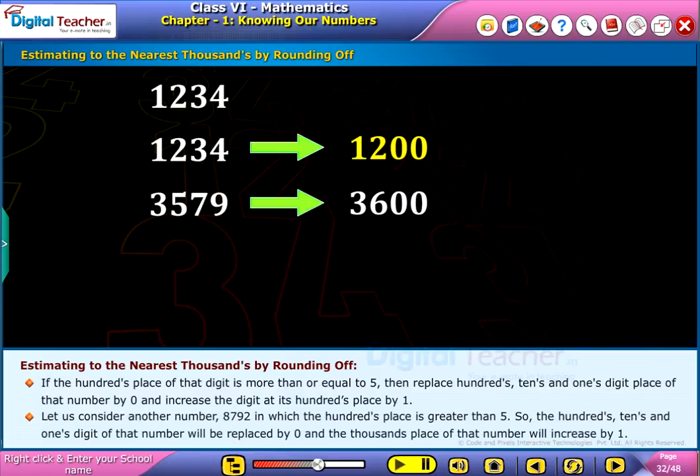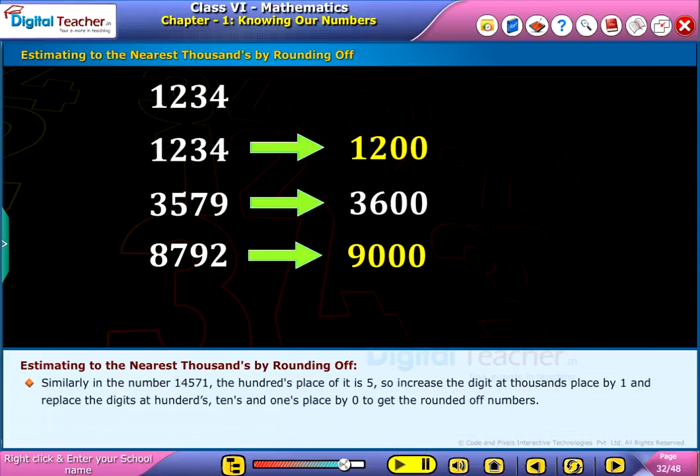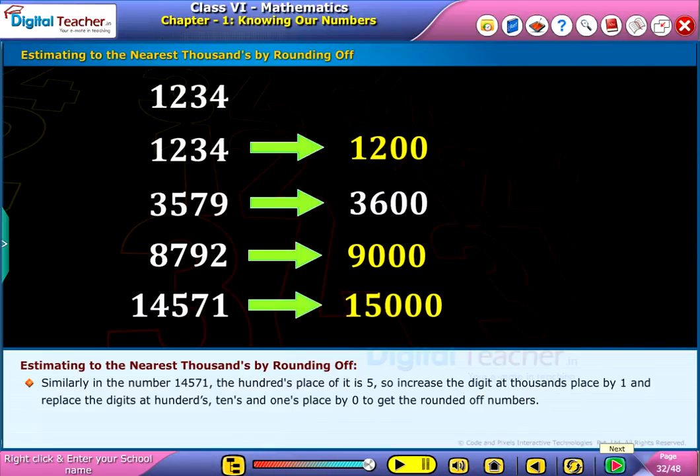Let us consider another number 8792 in which the hundreds place is greater than 5. So the hundreds, tens, and ones digit of that number will be replaced by 0 and the thousands place of that number will increase by 1. Similarly, in the number 14,571, the hundreds place of it is 5, so increase the digit at thousands place by 1 and replace the digits at hundreds, tens, and ones place by 0 to get the rounded off number.